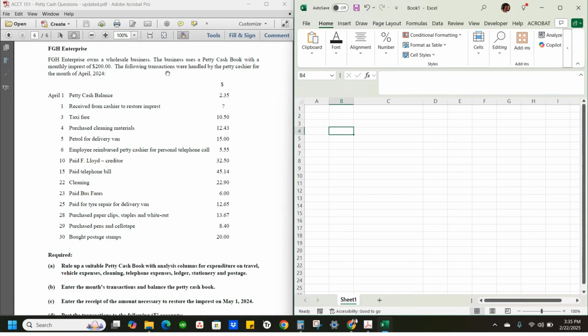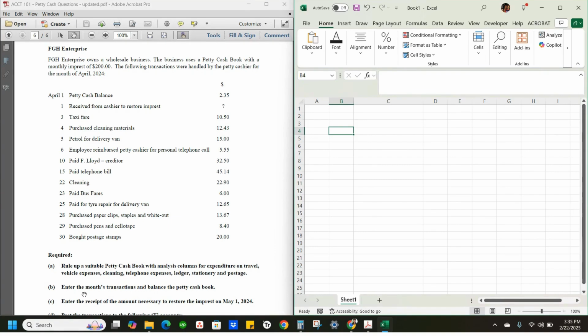Now, it says the following transactions were handled by the petty cashier for the month of April. So if we look a little further down, we will see the transaction activity there for April. Now let's move on to the requirements. The first requirement asks us to rule up the petty cash book with the following analysis columns. So we have travel, vehicle, cleaning, telephone, ledger, and stationery. So these are our analysis columns that we have to include in our solution.